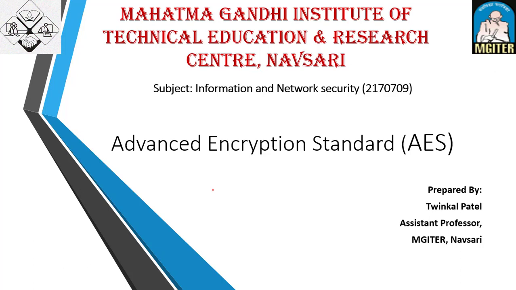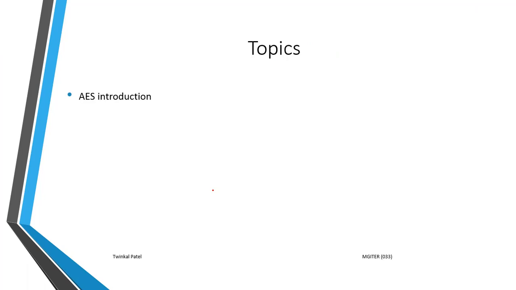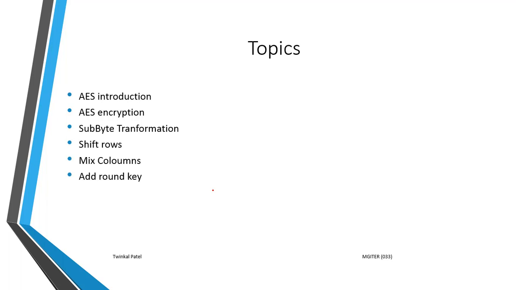This video lecture is about Advanced Encryption Standard, that is AES. In this video lecture, we will discuss Introduction to AES, Encryption process in AES, which consists of SubByte Transformation, Shift rows, mix column, add round key. Then we will discuss the overall structure of the AES. After that, we will discuss key expansion in the AES. Then we will discuss avalanche effect in the AES.